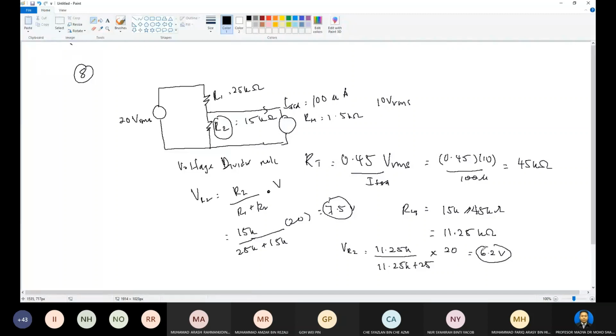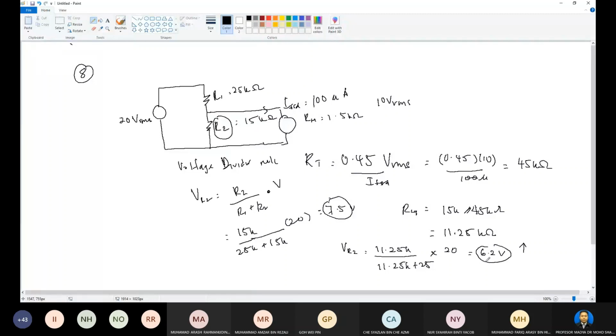To improve this, normally we can change the sensitivity of the meter. That is another technique. Theoretically the voltage across R2 is 7.5, but when we put the meter here, the reading we get is 6.2.